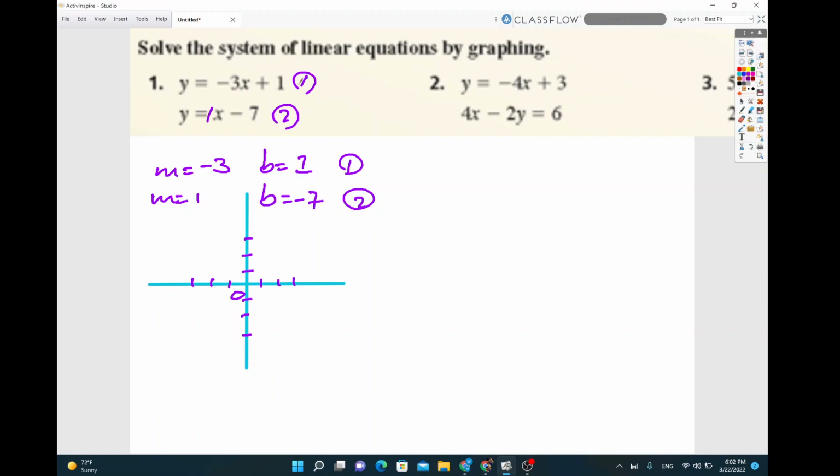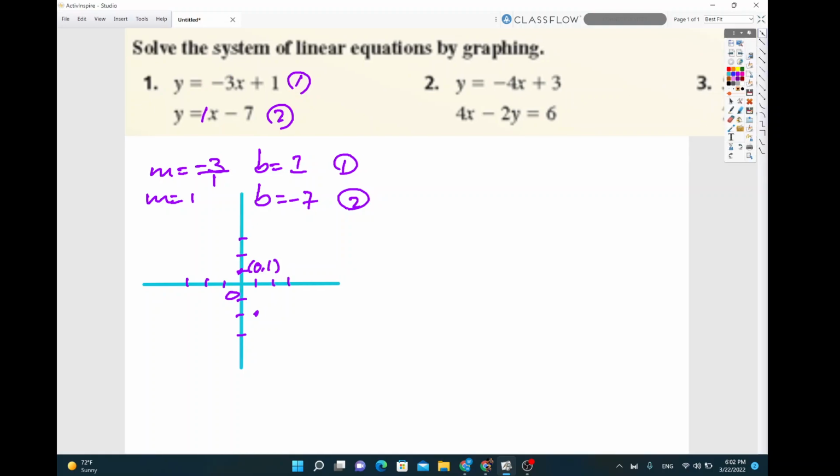Start with the first equation. The y-intercept is (0, 1). The slope is -3, so let's rewrite it as rise over run: down 3 units, 1, 2, 3, and 1 unit to the right. We just connect those two dots. Since this is an equation, we use a solid line connecting the two dots.